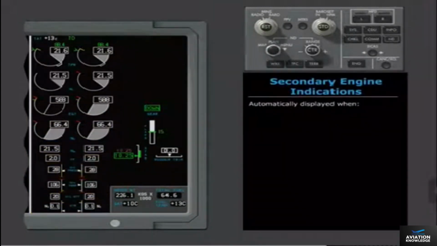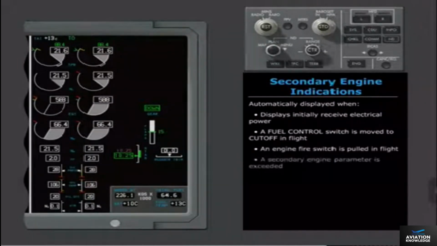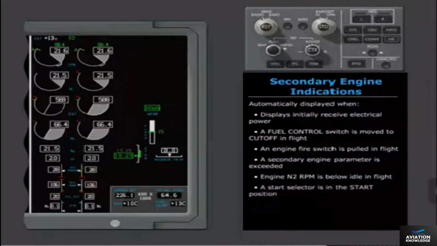The secondary engine indications are automatically displayed when the displays initially receive electrical power, a fuel control switch is moved to cutoff in flight, an engine fire switch is pulled in flight, a secondary engine parameter is exceeded, engine N2 RPM is below idle in flight, a start selector is in the start position, or the fuel flow engine left or right advisory is shown.